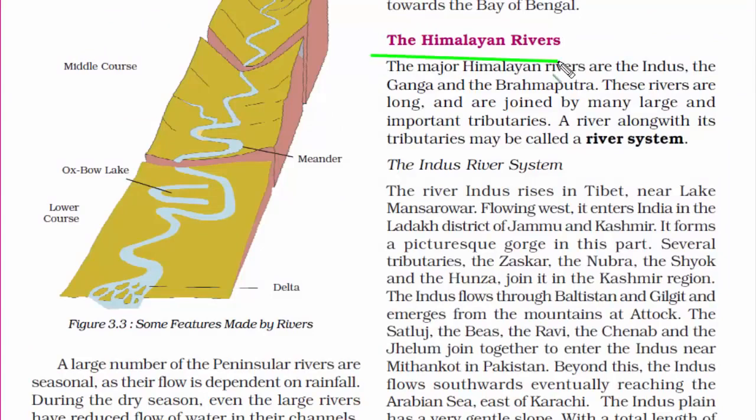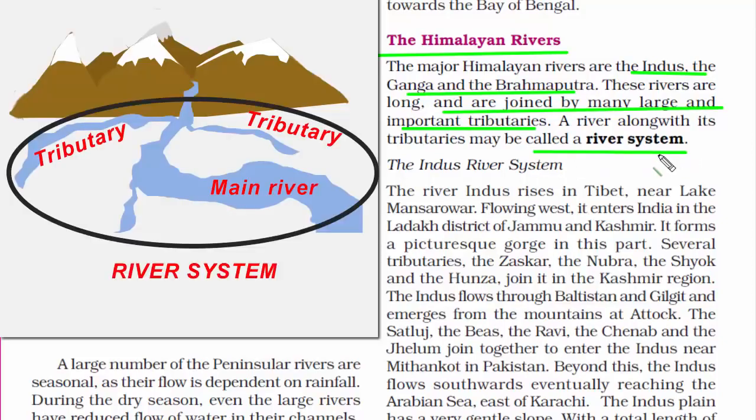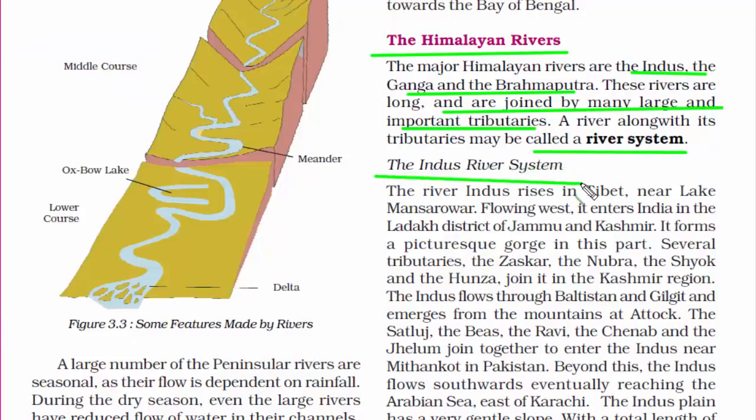Moving forward, let's read about the Himalayan rivers in detail. The major Himalayan rivers are the Indus, the Ganga and the Brahmaputra. These rivers are long and are joined by many large and important tributaries. A river along with its tributary may be called as a river system. Now let us read about the Indus river system.